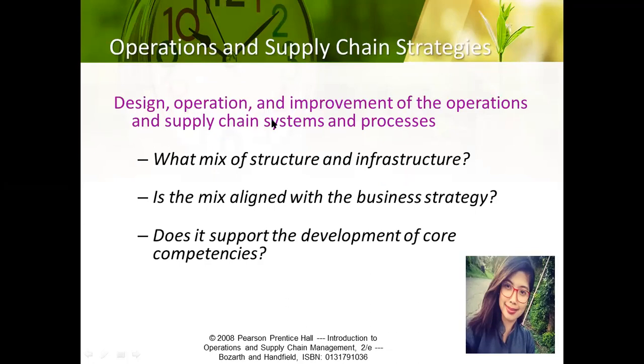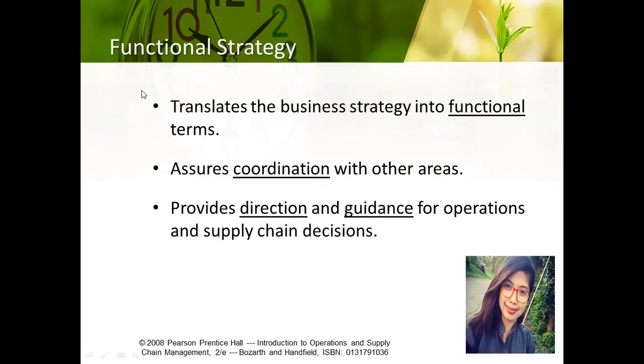The design, operation, and improvement of the supply chain systems and processes should answer the following. What makes up the structure and infrastructure? Is the mix aligned with the business strategy? And does it support the development of core competencies? Functional strategy translates the business strategy into functional terms. This also assures coordination with other areas, and provides direction and guidance for operations and supply chain decisions.